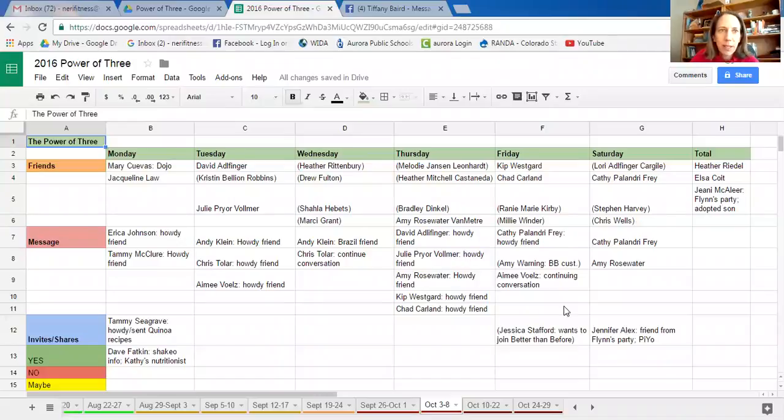So I'm going to share my screen with my Power of Three, and I'm going to show you my Power of Three document. It's very simple. It's nothing fancy. It just goes through and shows. If you can see here, I have friends, meaning new friends that I am making, not only in real life, but in social media.